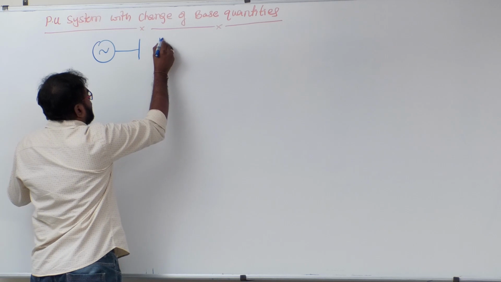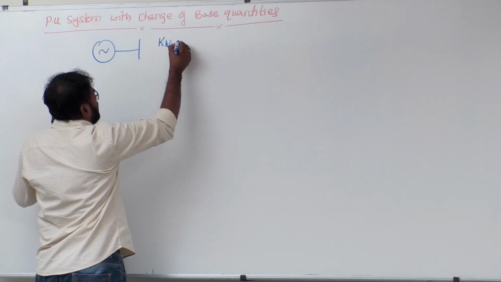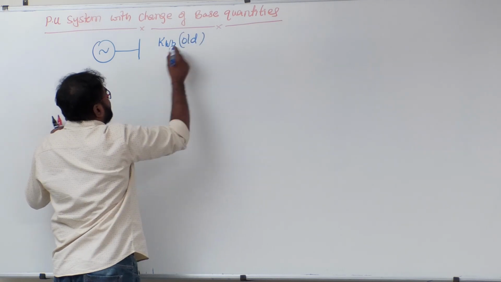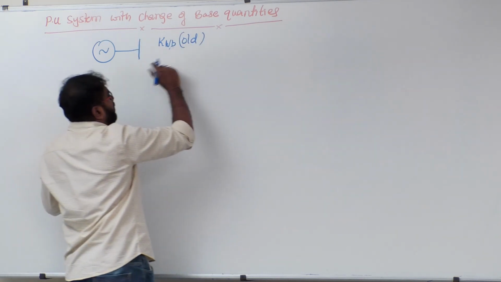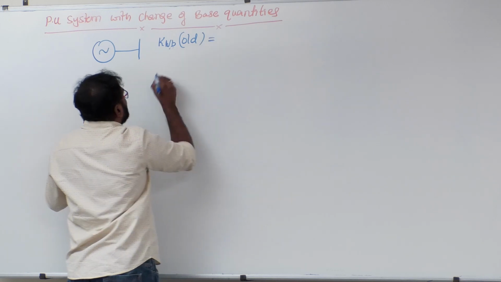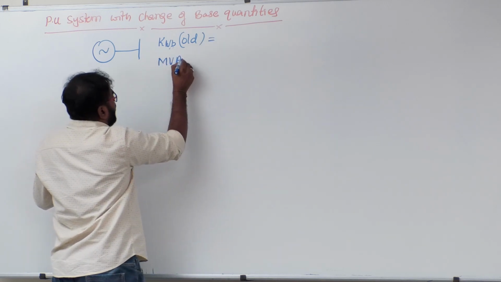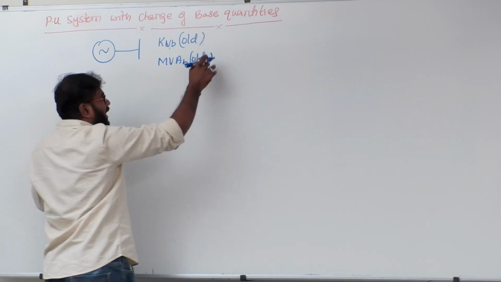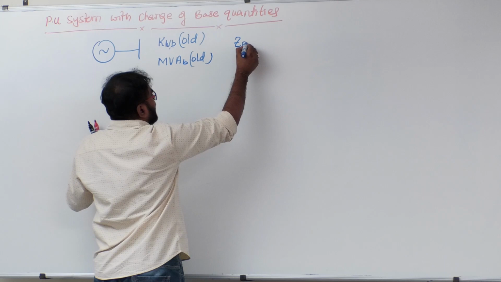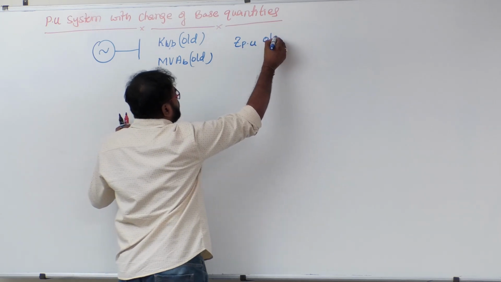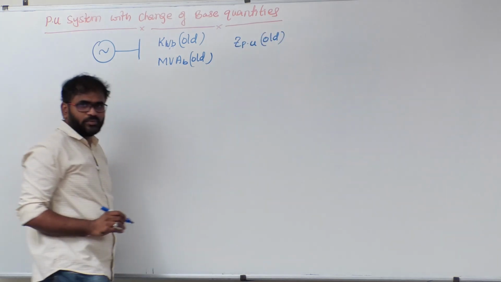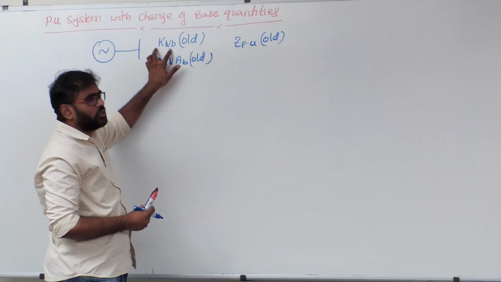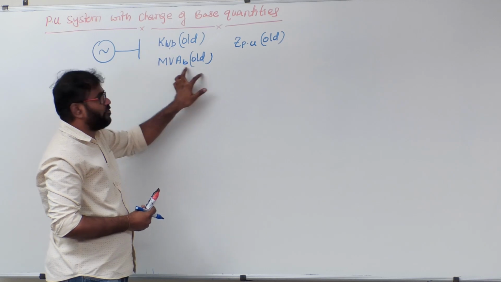Generator. KVB old, by default, means line voltage base, as I told you. KVB old I know, and MVAB old I also know. That means Z per unit old is already calculated on KVB old and MVAB old for this generator.